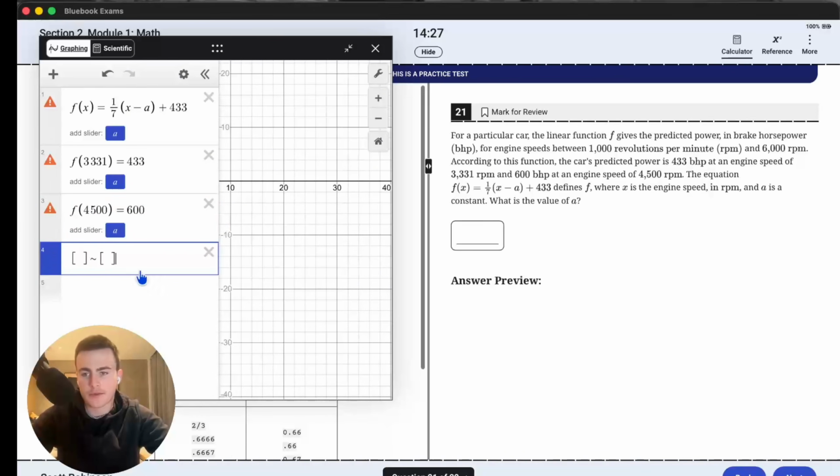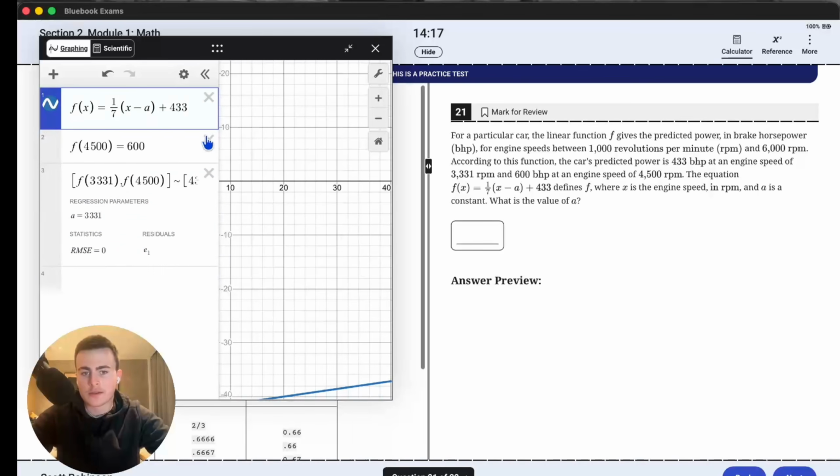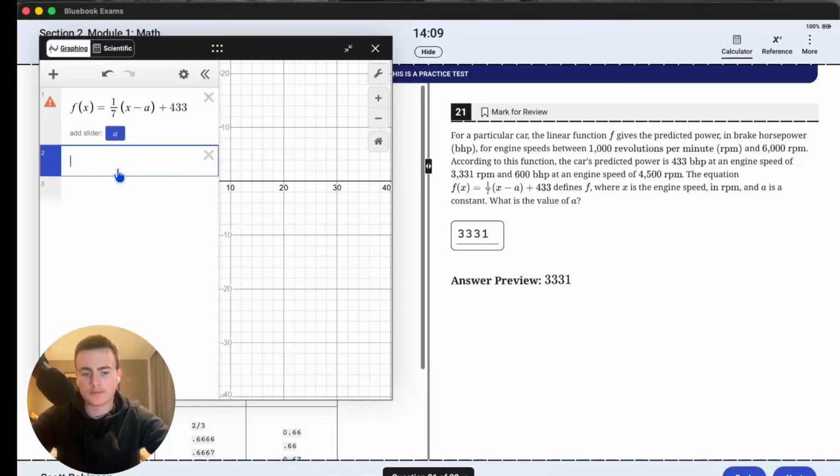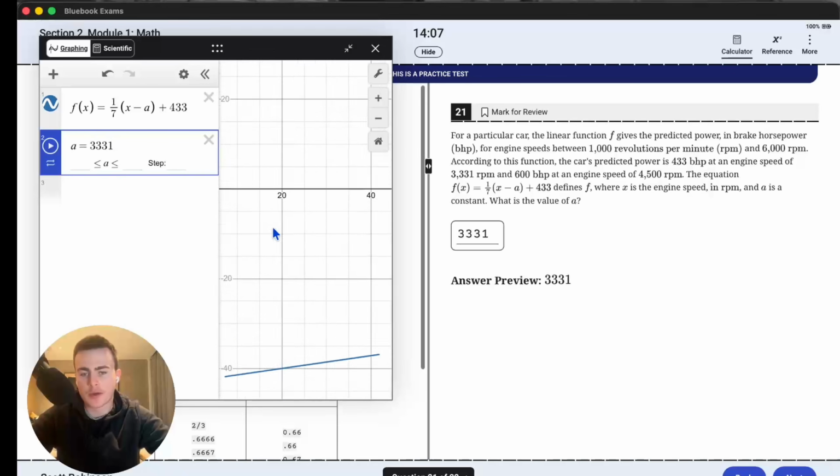Hopefully I'm not embarrassing myself right now, but I think this should be pretty easy. f of 3231, comma, f of 4500. And then on the right side, 433, comma, 600. So then I guess A is just 3331. Interesting. So let's say A is 3331. Let me double check my work. Always want to double check.